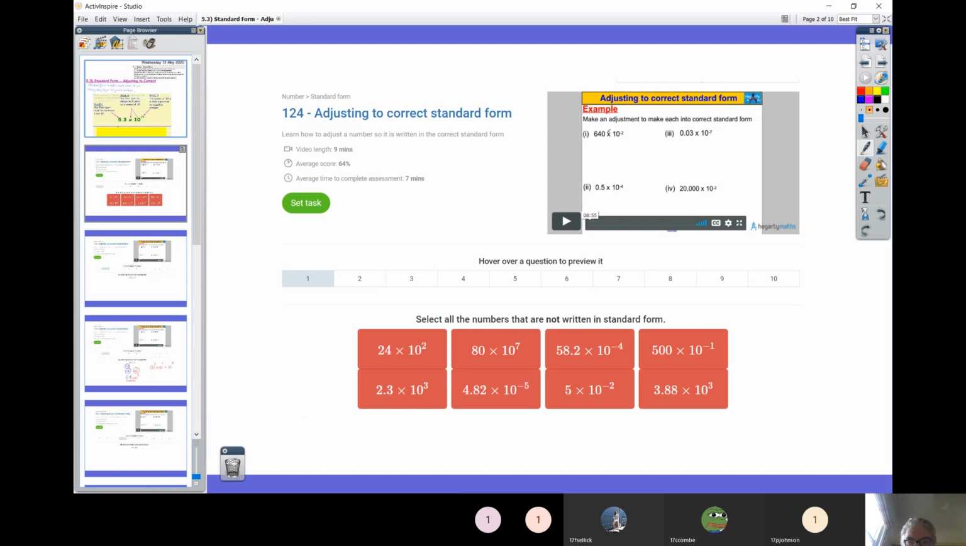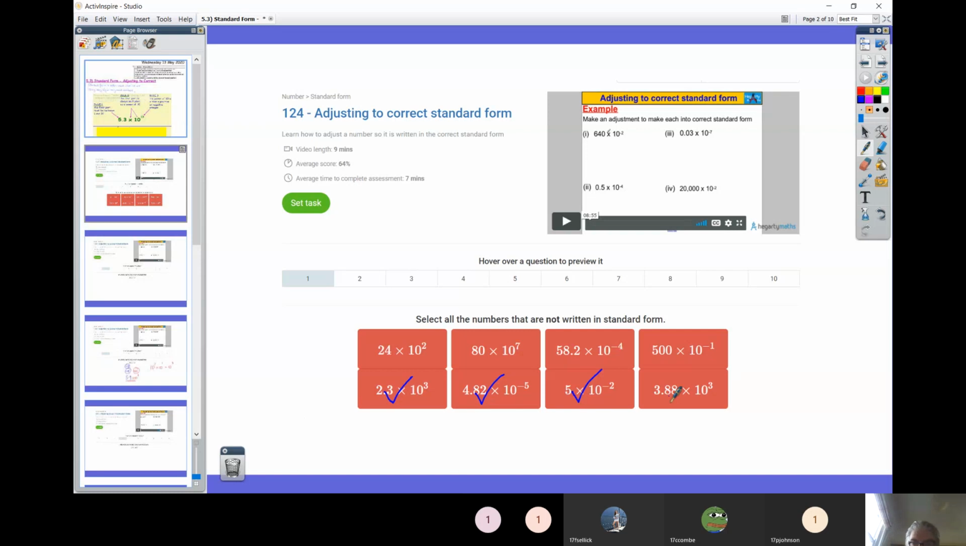Select all the numbers that are not written in standard form. Now they are written in standard form, as I said, if the first number is between 1 and 10. So I'm just going to put a tick on the ones that are in standard form. 2.3, that's between 1 and 10. 4.82, that's between 1 and 10. 5 is between 1 and 10. 3.88 is between 1 and 10.